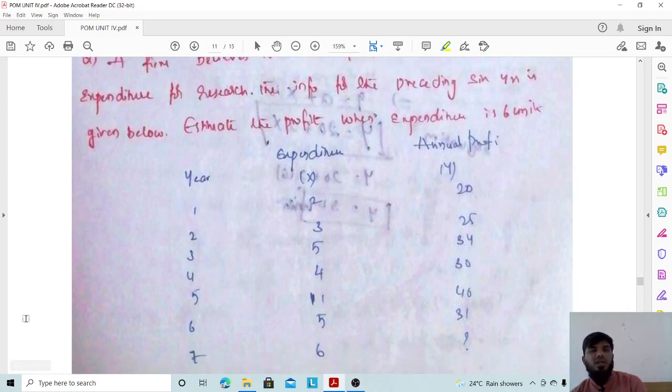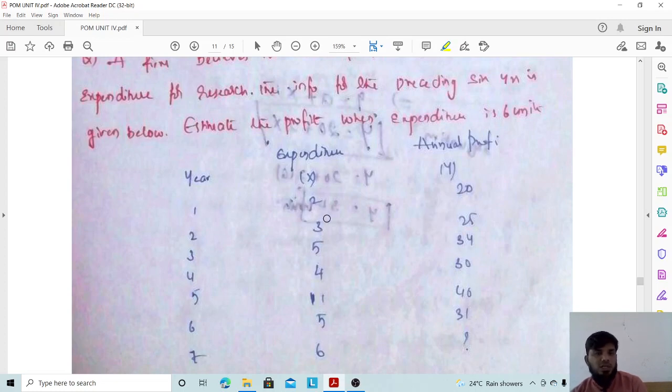So they have given the data like this. This is the expenditure which you are doing annually on research, and based on that you are getting some profit. If you are spending 2 units, then you are getting a profit of 20 units. If your expenditure is 3 units, you are getting 25. If you are spending 5, you are getting 34. If you are spending 4, you are getting 30.